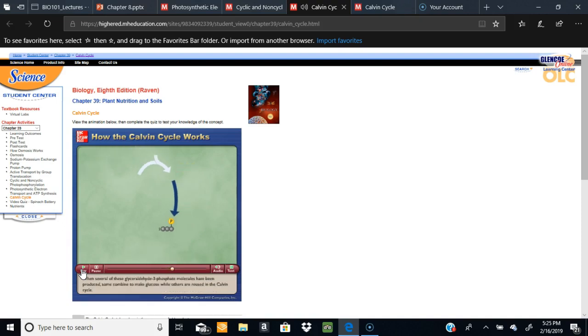When several of these glyceraldehyde 3-phosphate molecules have been produced, some combine to make glucose, while others are reused in the Calvin cycle. To generate an entire new glucose molecule, the cycle has to turn several times, because each turn of the cycle adds only 1 carbon atom from each molecule of carbon dioxide. So it has to turn 6 times technically, okay? All right.